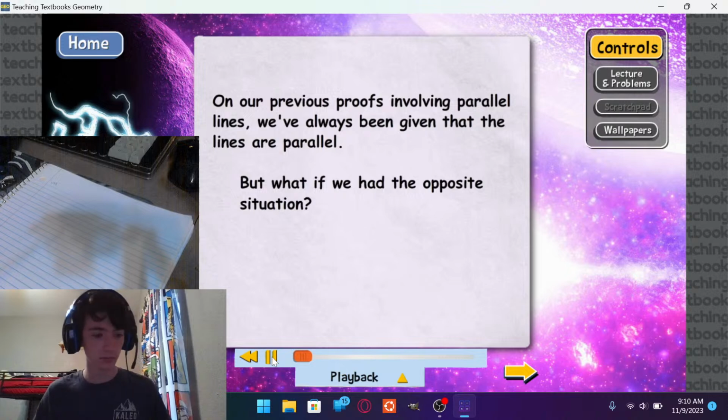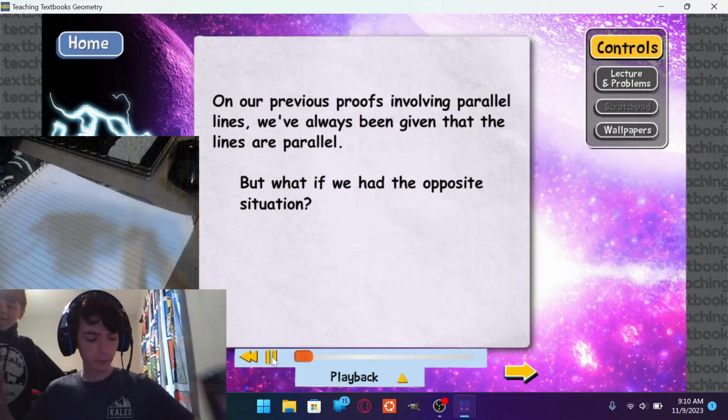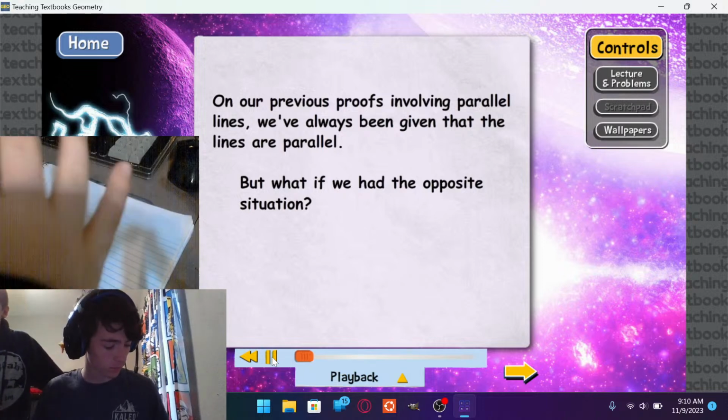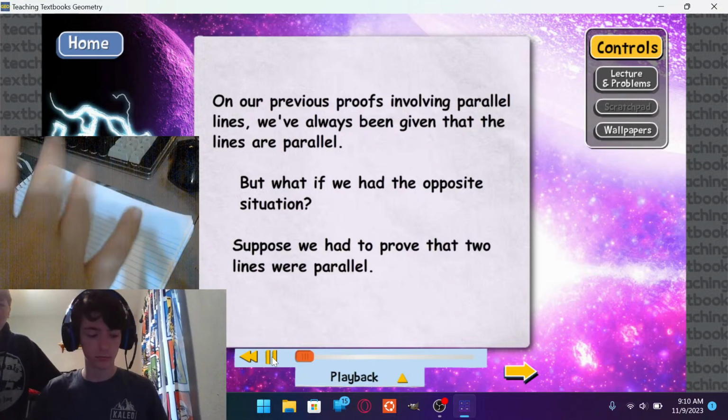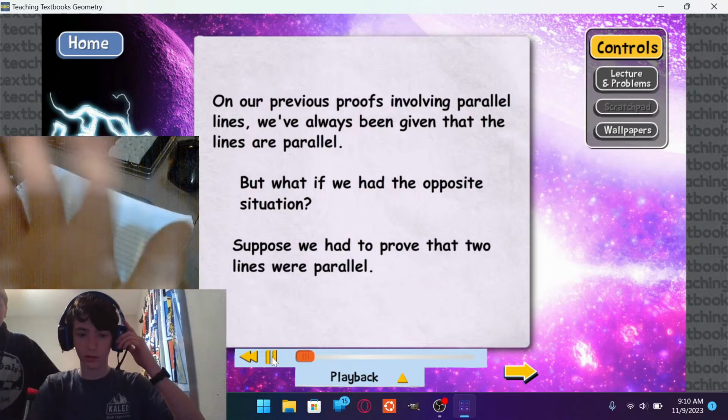But what if we know that two particular angles are congruent, but then we want to prove that the lines that form them are parallel? And let me show you an actual example of this. Just a second.